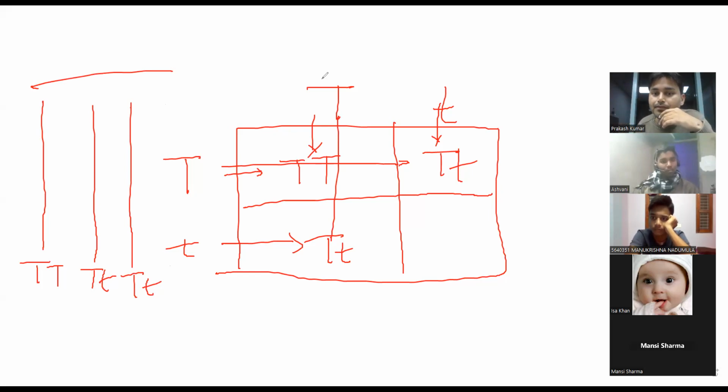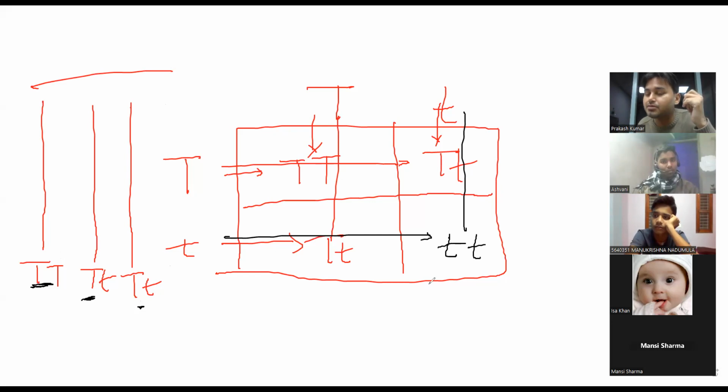Sir, because they have dominant character. All have C, at least one is T. And wherever the dominant comes, that will become its character. But in the last one, small t and small t, right? The character will be small t. Okay?